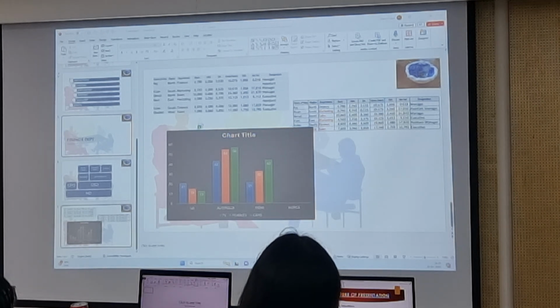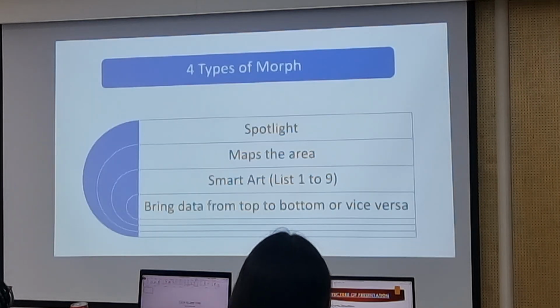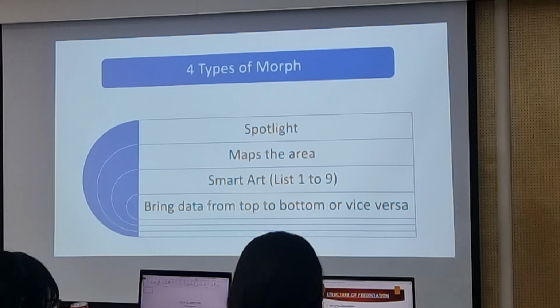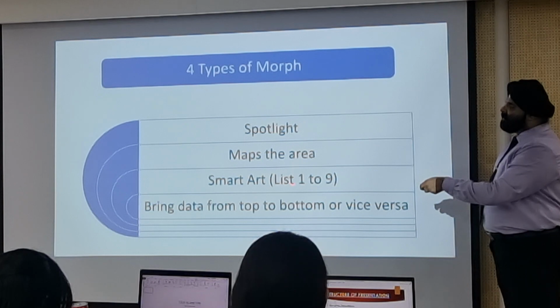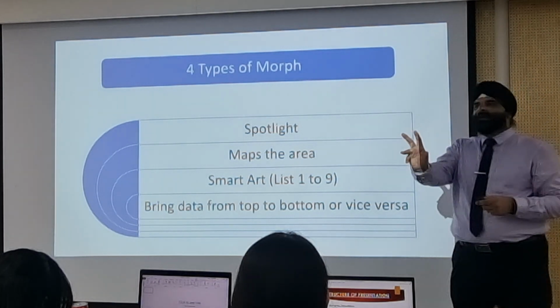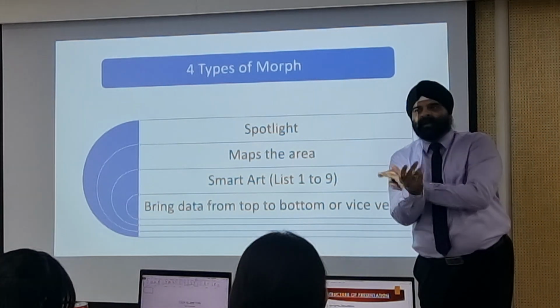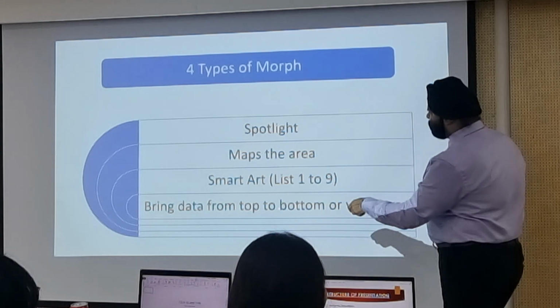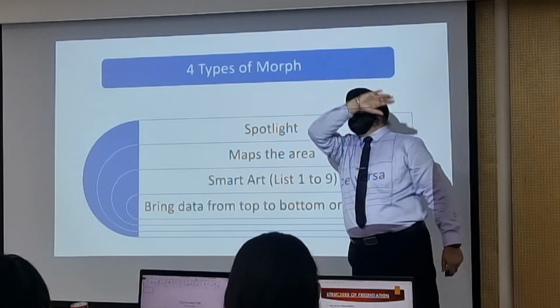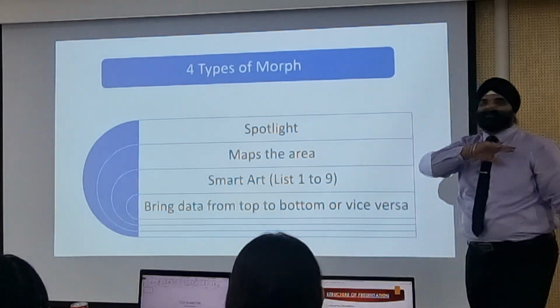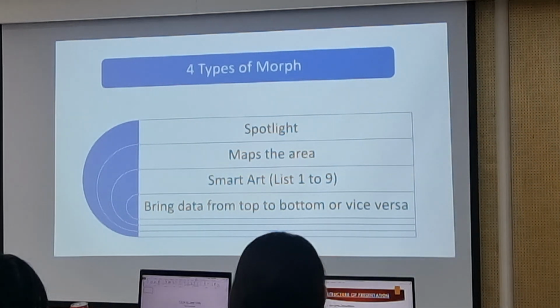Okay, here comes morphing. Guys, morphing has 4 types. One is spotlight, one is map the area, one is smart art. You have a list of 1 to 9 and you want to do the morphing of that. Bring data from top to bottom or bottom to top, vice versa. Okay? You want to see how it is?